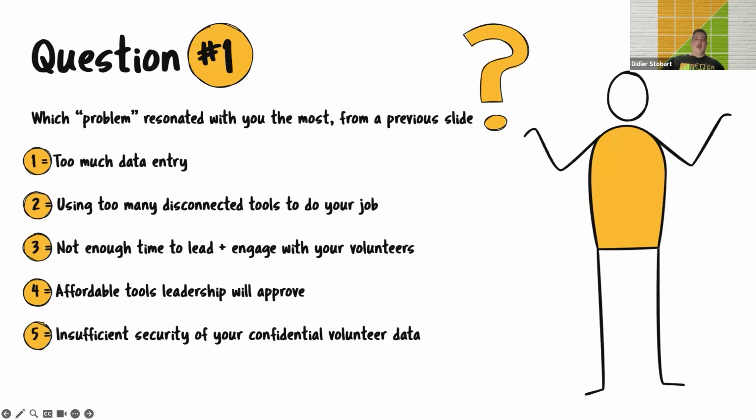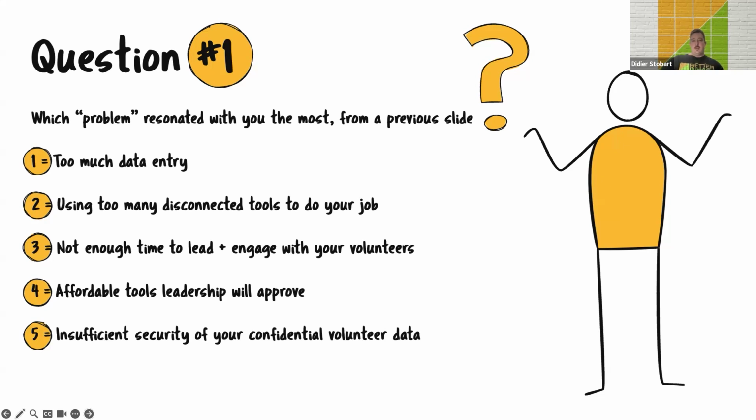Okay, so first question for everyone here. You can just write a number in the chat to answer. Which problem resonated with you the most from the previous slide? Was it too much data entry? Number one. Number two, too many disconnected tools to do your job. Number three, not enough time to lead and engage your volunteers. Number four, affordable tools leadership will approve. And number five, insufficient security for your confidential data. So you can have multiple, but basically this gives everyone an idea if they're having similar issues in other organizations. Even though you're in different industries, you could be facing similar issues.